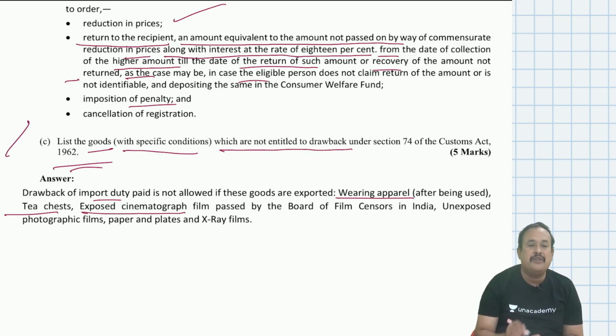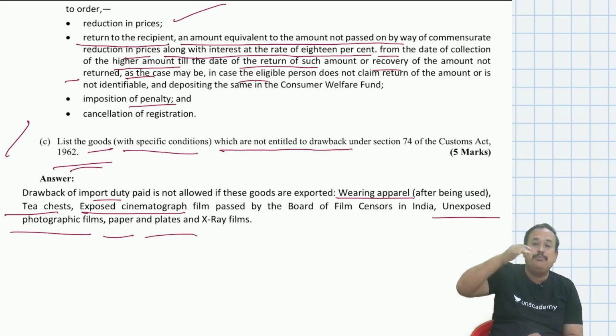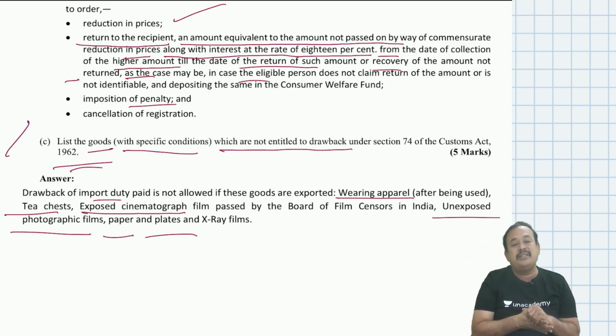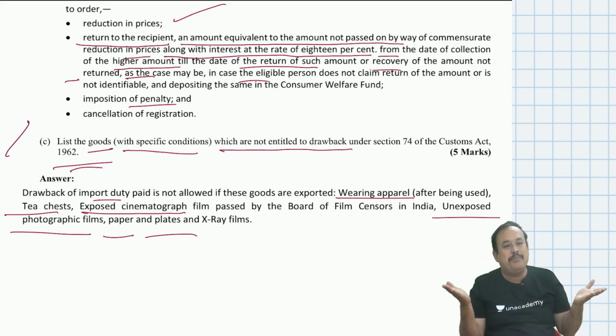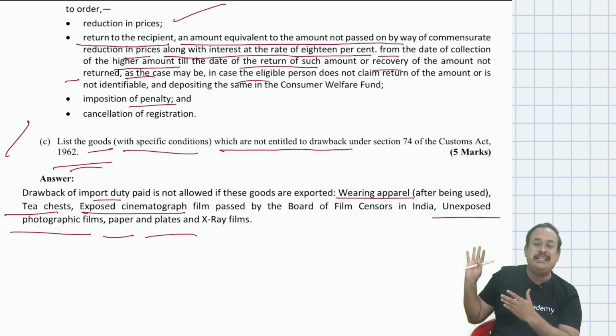Exposed cinema photographic films passed by the Board of Film Censor in India, which are imported by payment of import duty, exporting back after some time, duty drawback not allowed under section 74. Unexposed photographic films, paper and plates and X-ray films, if you exported back after importation with payment of duty, on account of exporting back you are not eligible for duty drawback under section 74. As simple as that, my dear friends. Your question paper December 2021 CA final indirect tax laws paper number 8. Just like that, analyze by presenting solutions then and there.